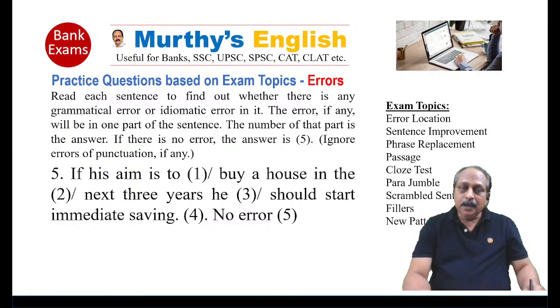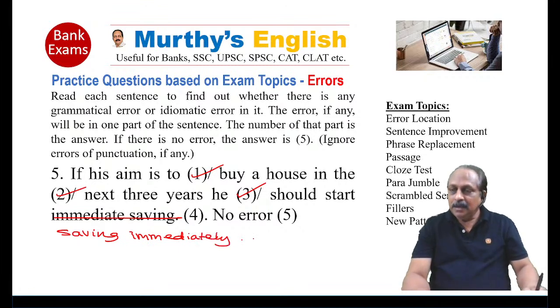The last question: if his aim is to buy a house in the next 3 years, he should start immediate saving. This is a little tricky. If his aim is to buy, aim is to achieve something, buy something. So here, if his aim is to buy a house in the next 3 years, nothing wrong with the first part, second part, third part. He should start immediate saving. That is not correct. He should start what? He should start saving immediately. Then it is correct. Very good. I appreciate.